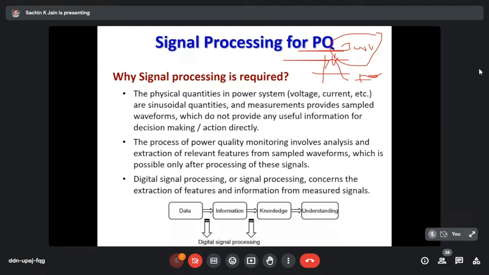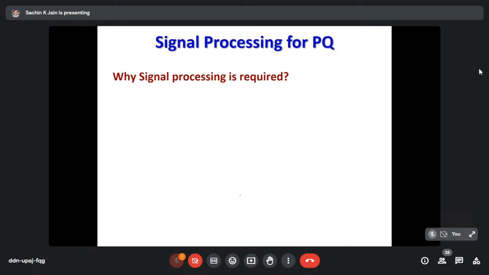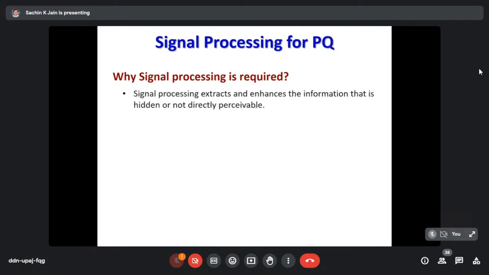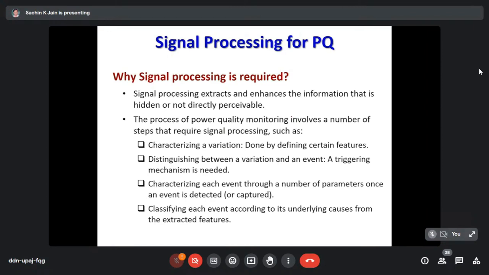And digital signal processing concerns the extraction of features and information from the measured signal. So that's the basic idea, and that's why we need signal processing for power quality. Now, signal processing extracts and enhances the information that is hidden or not directly perceivable. Okay, and the process of power quality monitoring involves steps.